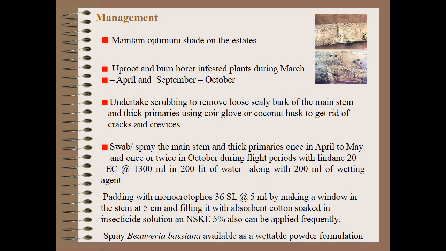The adult is a slender, elongated cerambycid with white cross bands on dark brown elytra. See that white cross band on the elytra. For management, we have to maintain optimum shade on the estates, and swabbing: use any one contact insecticide, and padding with any one systemic insecticide, and spray Beauveria bassiana for effective control.